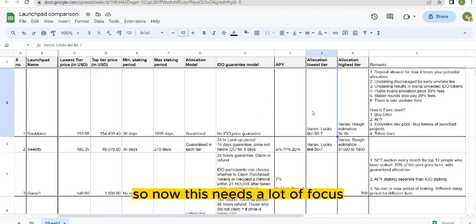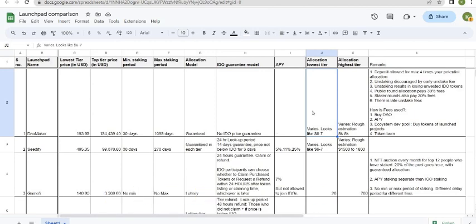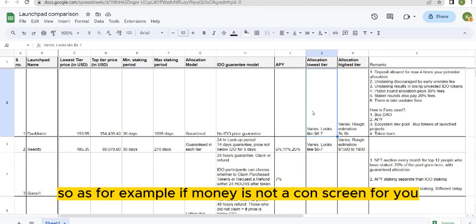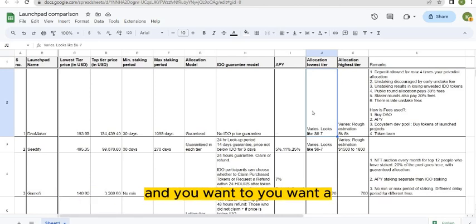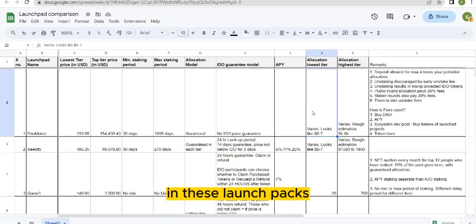Now this needs a lot of focus, because many people ignore this point and then they realize that they have missed out on a lot of gains by making incorrect decisions. So for example, if money is not a constraint for you and you want decent returns on crypto, then my recommendation will be to not choose a lower tier in these launchpads.